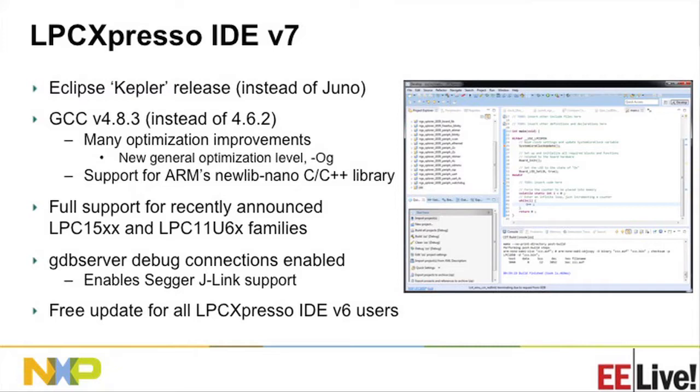The aim of -OG is basically to remove those two steps from your development, so you just debug and release all of the same code at the same optimization level. It's also got support for various other things. ARM, as part of their GCC development, have produced something called newlib nano, and we use that for C and C++ library support. For C++ in particular, this provides quite a major code size saving over using the traditional version of newlib.